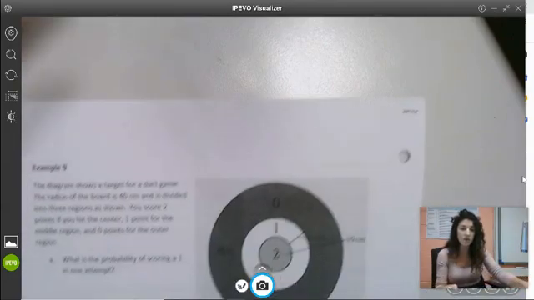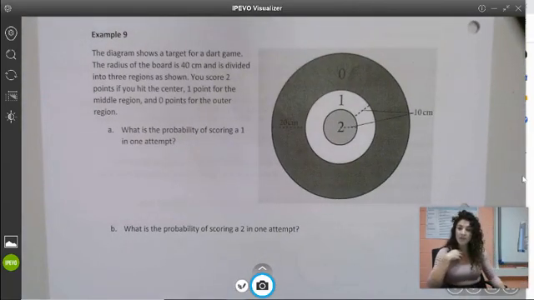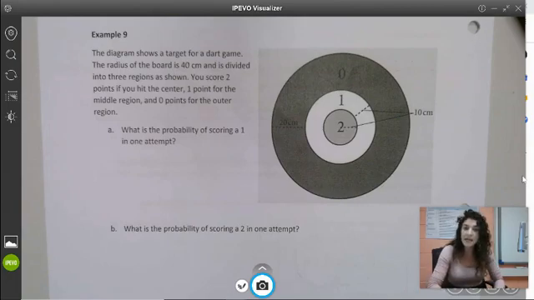Okay. The last problem that we have written down is example 9. It's just a nice way to bring in a little bit of what we know about other units. Remember that we've gotten pretty far into our material that we need to have ready for our IB exams, and now we're going to start implementing all the things that we do know, and piece it together. This diagram shows a target for a dart game. The radius of the board is 40 and divided into 3 regions. If you score 2 points, you get the center, 1 point for the middle, and 0 points for the outer region. What is the probability of scoring one in one attempt?